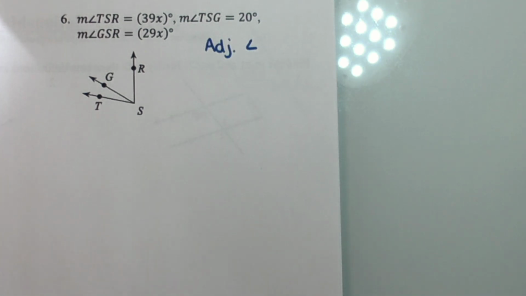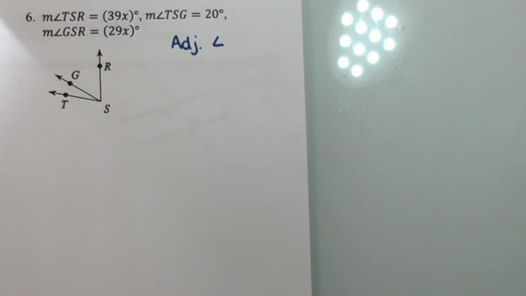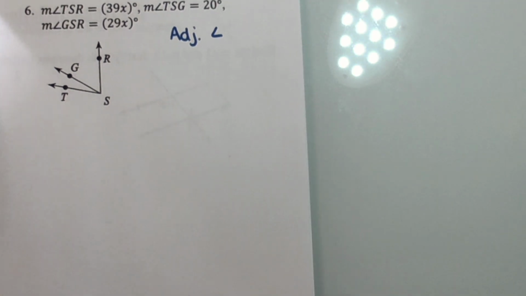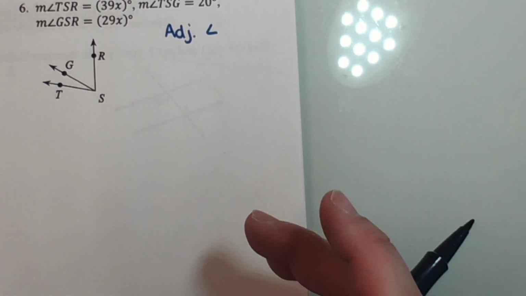It's just little plus little equals big. I'm given 39x, I'm given 20, and I'm given 29x. Which one's the big angle? The 39x. Is it because it's first? Is it because 39 is the biggest? Or is there another reason?